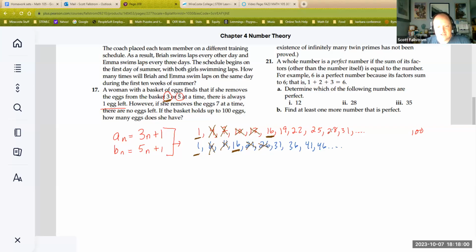21 is out. This is out. The next one that matches. Oh, there we go. 31 is on both lists. All of these are out. All of these are out. So, look at what numbers appear on both lists, right? A 1, a 16, a 31. The next number that works would be 46.